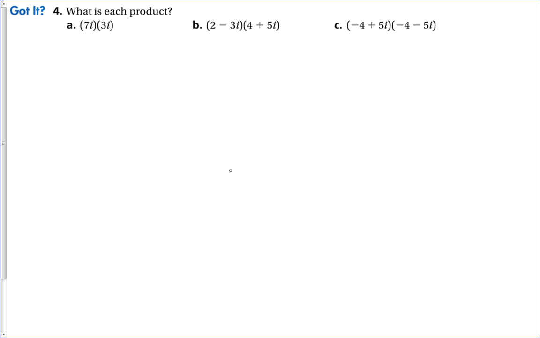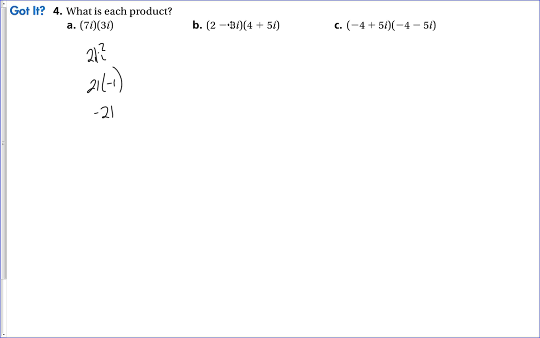All right, letter A, just multiply these together. 7 times 3 is 21. I times I is I squared. Well, if you remember, I squared is negative 1, so this is 21 times negative 1, which is negative 21.